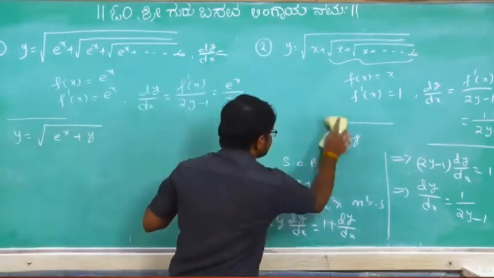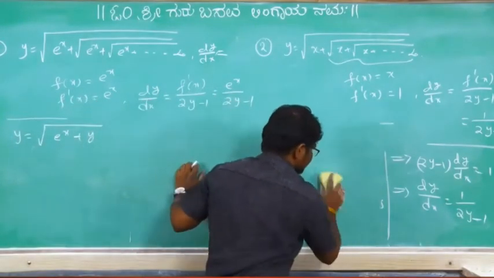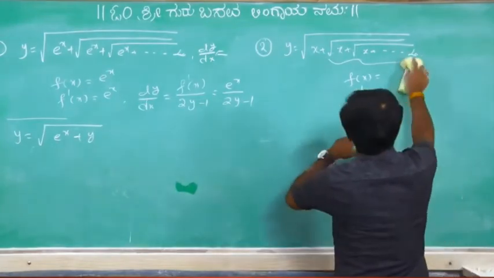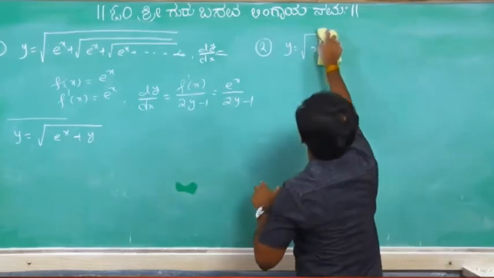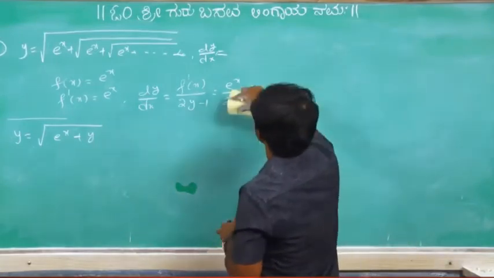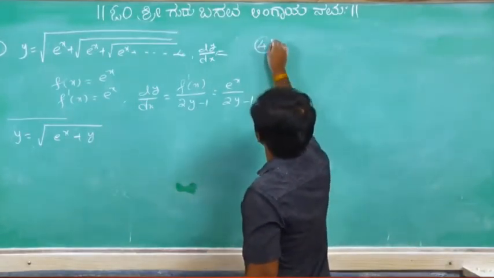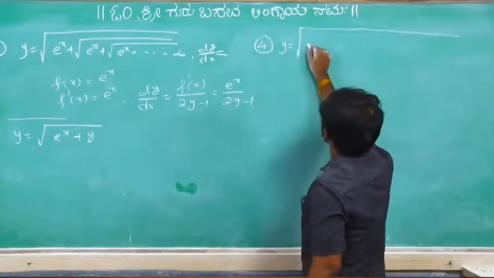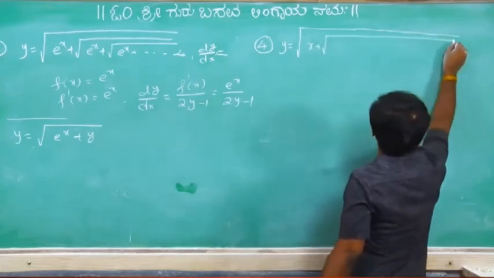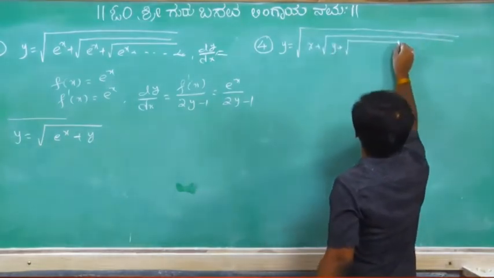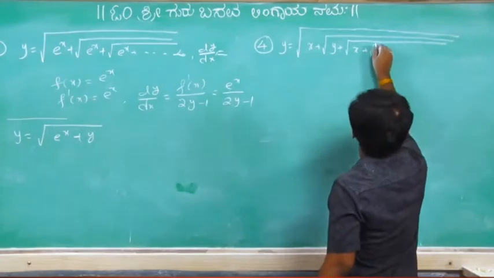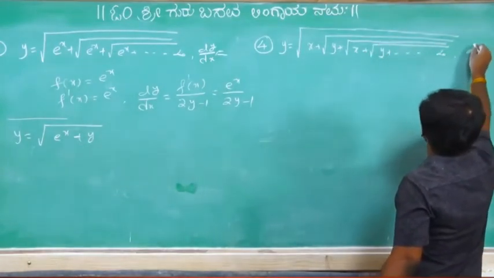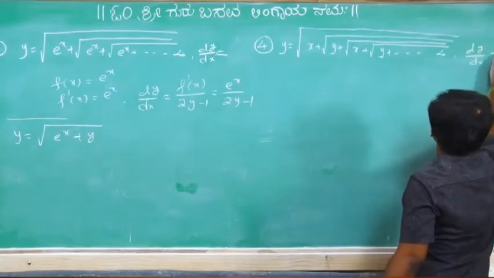Next, in this one only, y equal to root of x plus root of y plus root of x plus root of y plus root of, up to infinity. Then dy by dx, like this they ask.